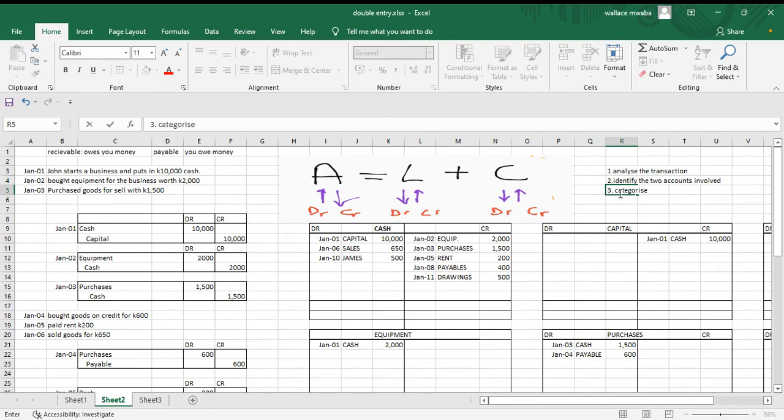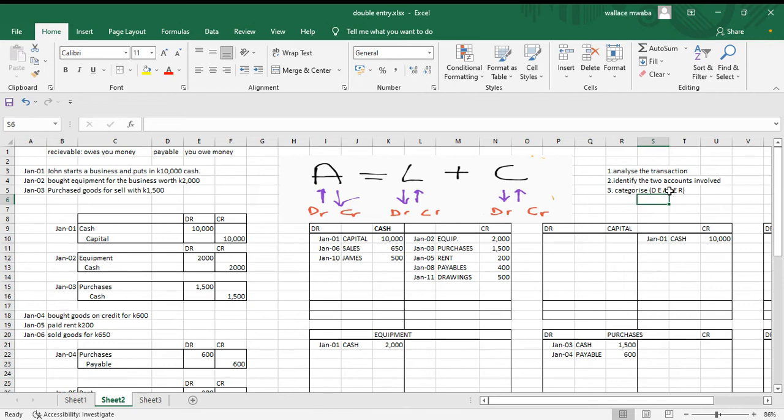Are they drawings, dividends, expenses, assets, liabilities, equity or capital, or revenue? One of these six accounts, you have to categorize these two accounts involved, with this acronym DEALER. D is dividends or drawings, the money we move from the bank. Expenses, it's self-explanatory. It's expenses in the business account.